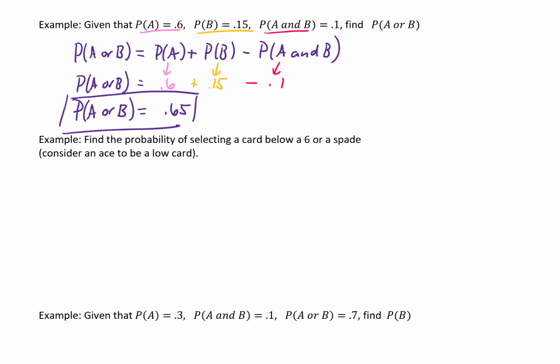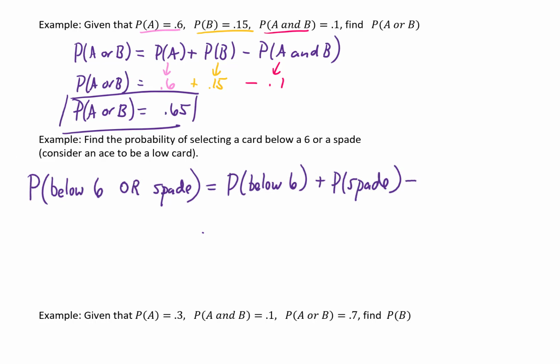The next example is another card selection problem. We want the probability of selecting a card below a 6 or a spade. Well, we can use this formula again, and I need to make a little bit of room. There, that's what we need to calculate to find this probability.